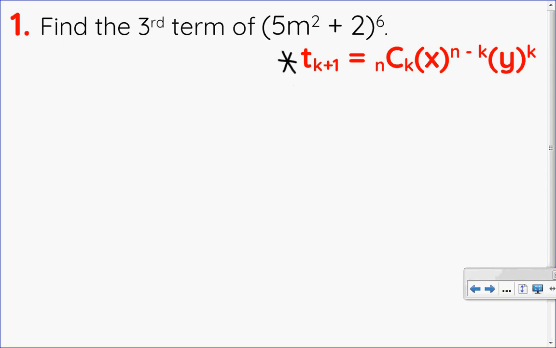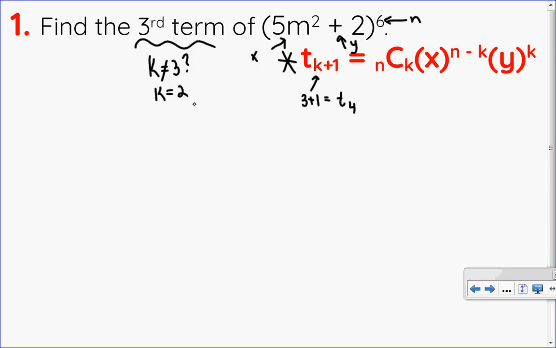To do this, I just have to figure out what all my parameters are. This is n. This is x, my first term. This is y, my second term. I just have to figure out what k is. If I want the third term, does that mean k is 3? Well, if I put in a 3 here, I'll have 3 plus 1, which would be the fourth term. So k is not 3.